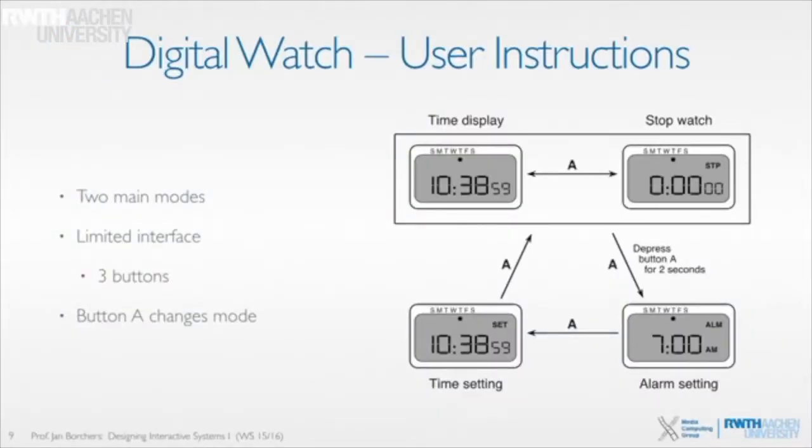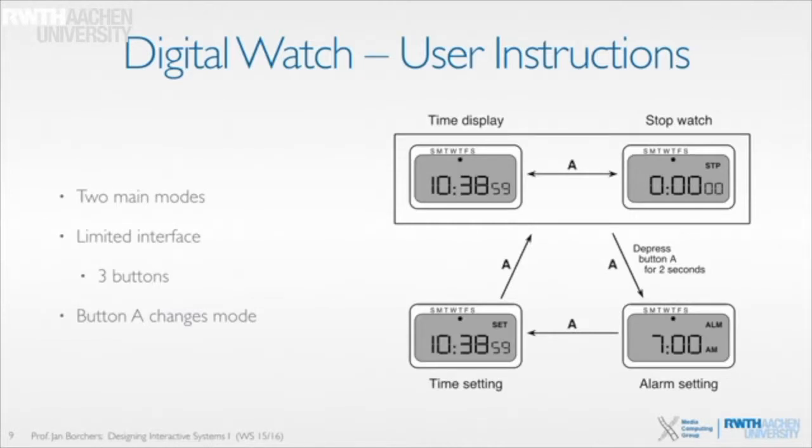So here's an example from a digital watch. Let's think about how a digital watch should work. We have a time display on this thing, we have a stopwatch, we have an alarm setting, and we have a time setting. This watch has basically two main modes.